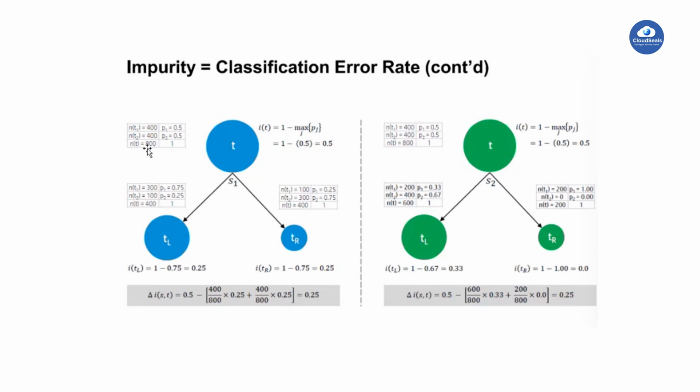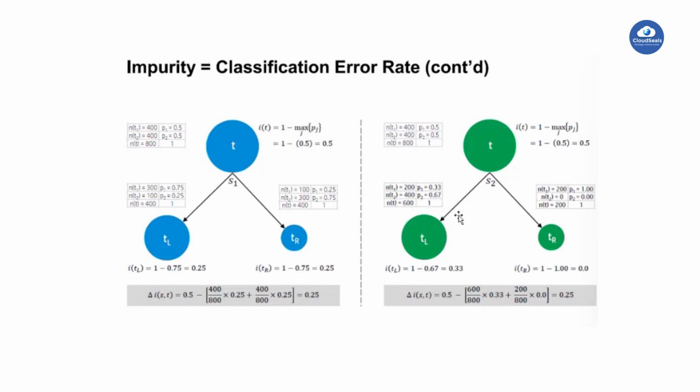So 400 by 800, 400 by 800 into what is the classification error here? 0.25 plus here again 400 by 800 into what is the classification error here? 0.25. If we want to calculate the classification error of the entire tree, that is 0.5 minus this value, that is 0.25. Let's take another example. Here we have classified 800 records into 400, 400. But here we classified 800 records, based on this condition, into 600 and 200.